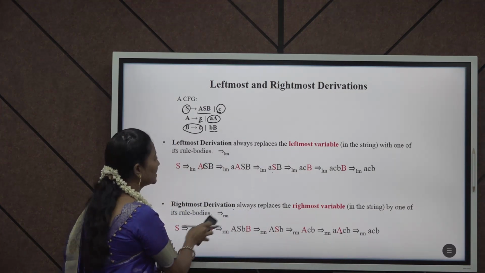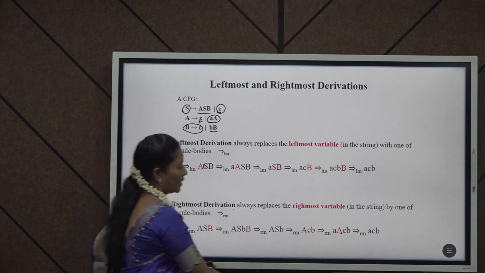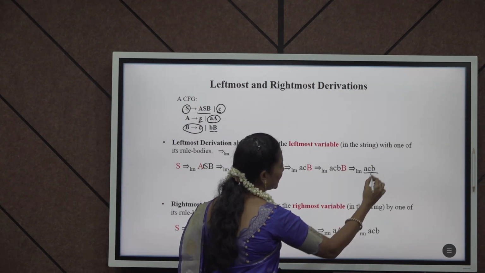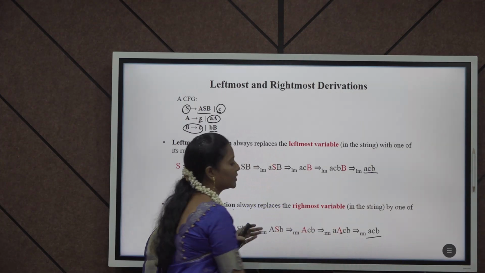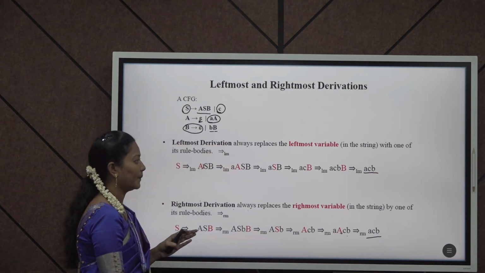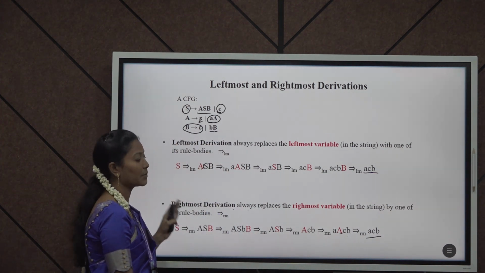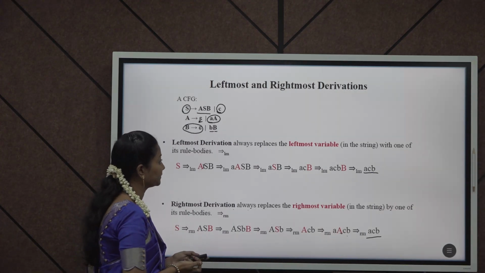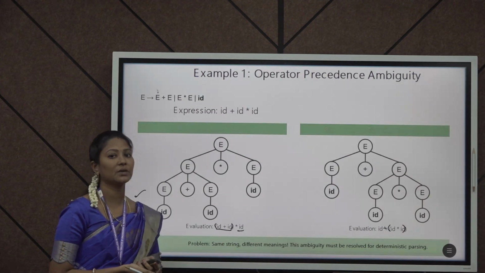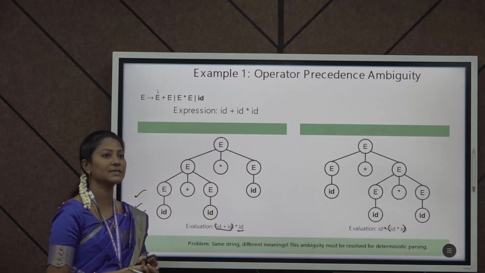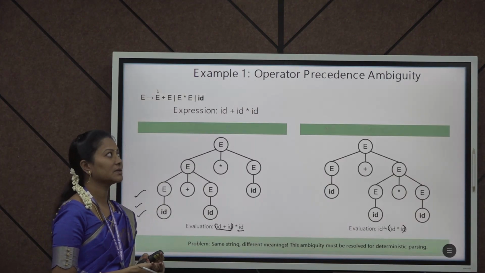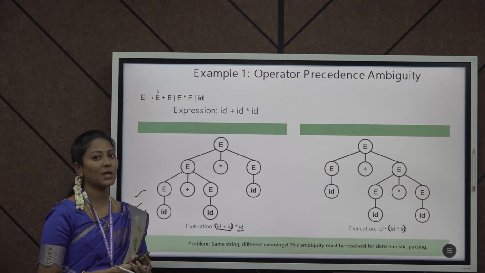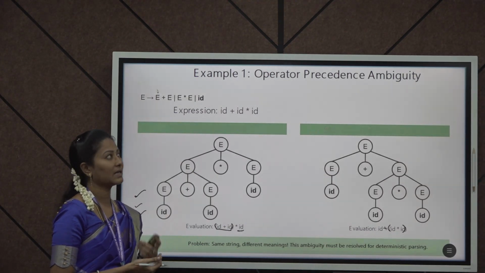In both methods the final output is the same. In leftmost derivation we will get ACB, and in rightmost derivation also we will get ACB. But when we convert this derivation sequence into parse trees, we will get different parse trees. Today we have seen what a context-free grammar is, what the purpose of using context-free grammar in compiler design is, and how to derive the output string from the given grammar.